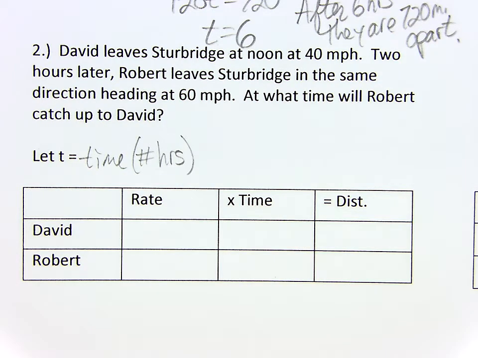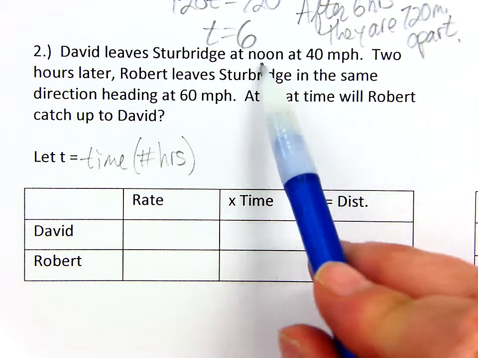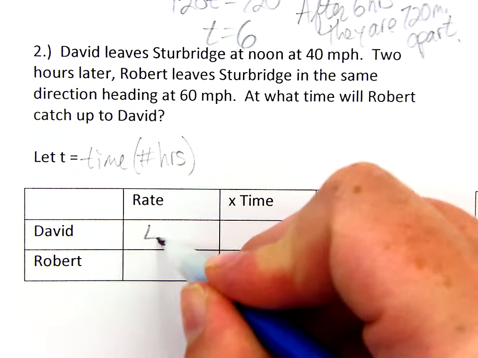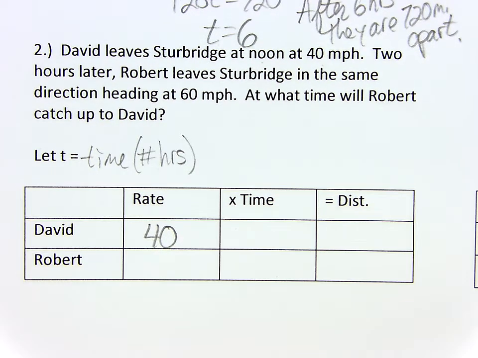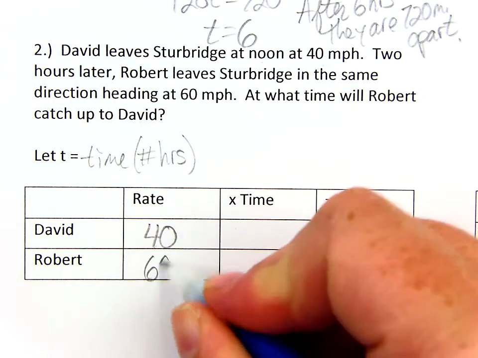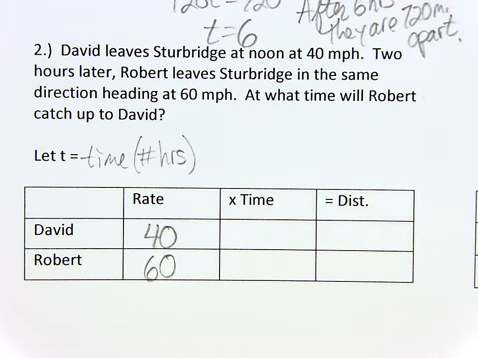Watch how this works. David, do you know his rate? 40. David leaves Sturbridge at noon at 40 miles per hour. So we put in a 40 for David. Robert, do you know his rate? 60. Okay, those are the easy parts. Now let's talk time. Let me ask you this. Have the two guys been traveling for the same amount of time? No, this is different.